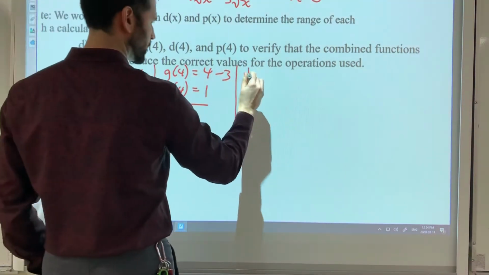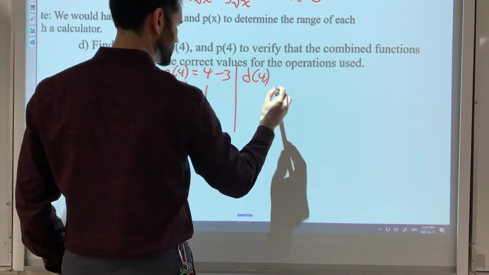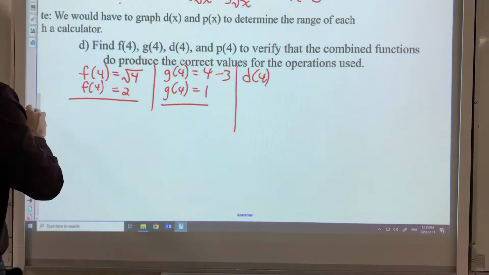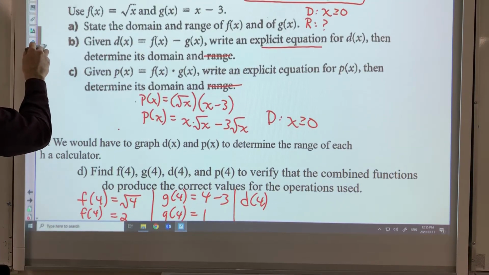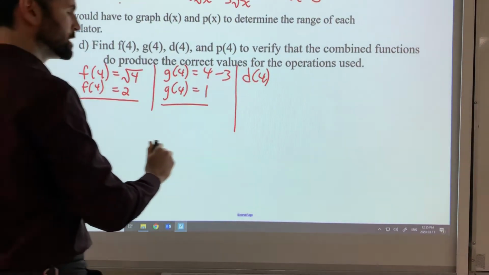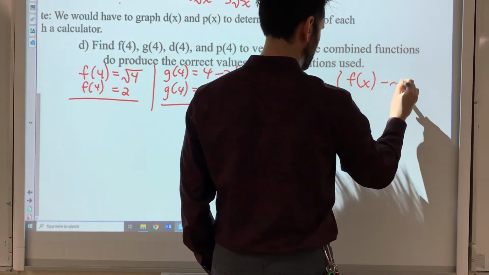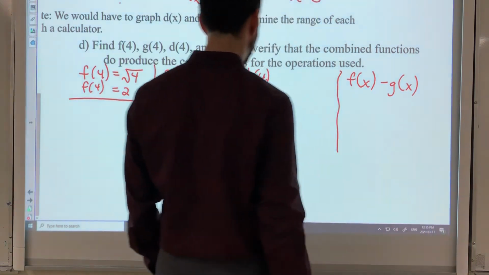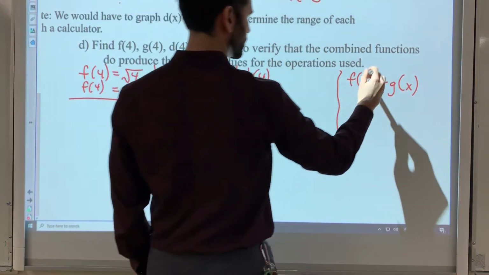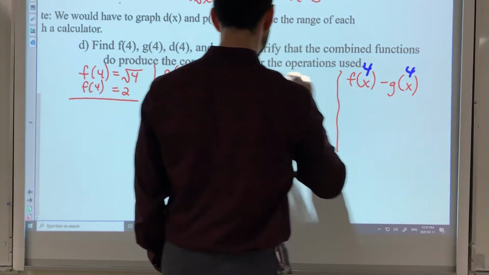d of 4. So let's see. d, that was part B, and that was f of x minus g of x. So I would be curious to compare that afterwards to f of 4 minus g of 4, at the value 4. So let's go find this one first.